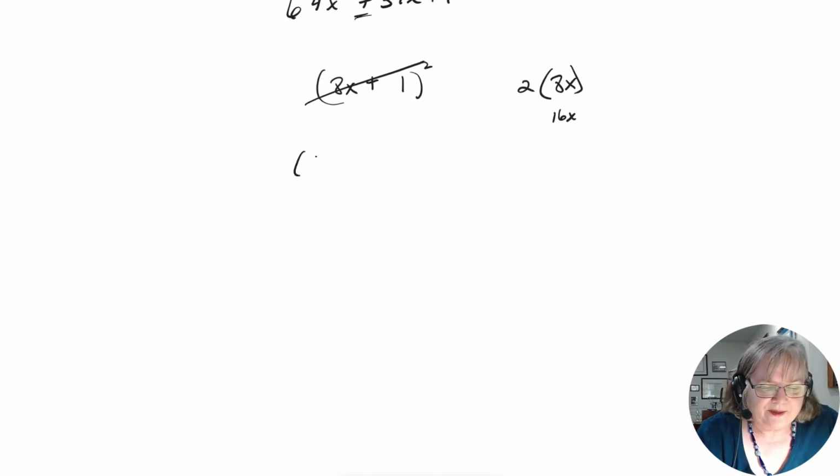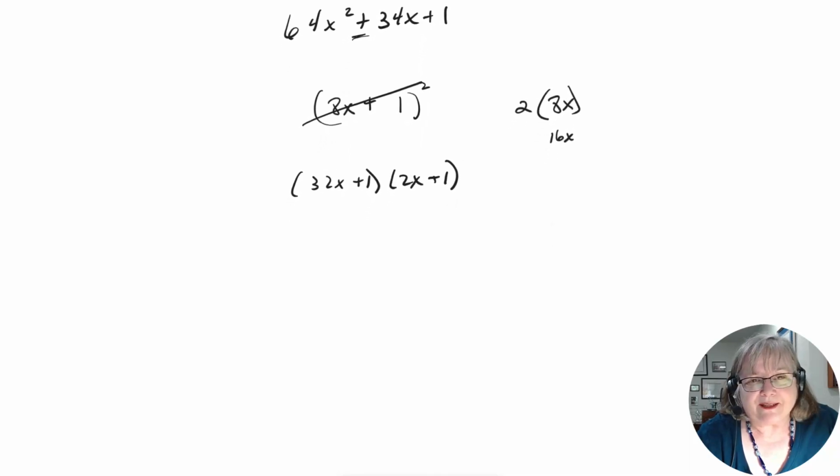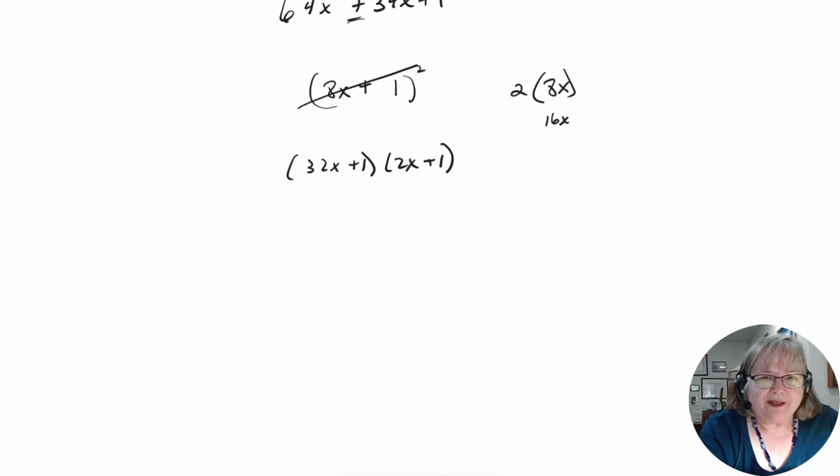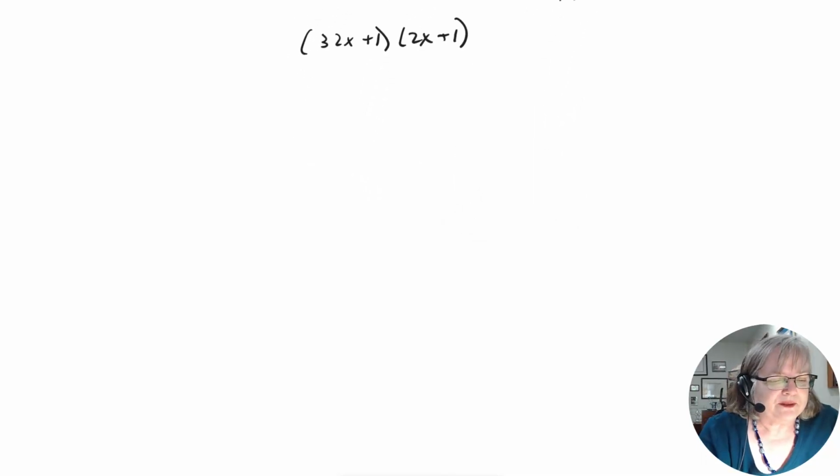Actually, it turns out to be 32x plus 1 times 2x plus 1, which is what's called the A times C method, which is in this list. It's like 2 more videos down the road. All right, so you're kind of getting the hang of it. All right, let's do this one a little bit more complicated.